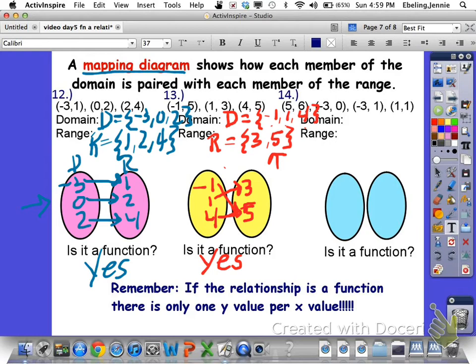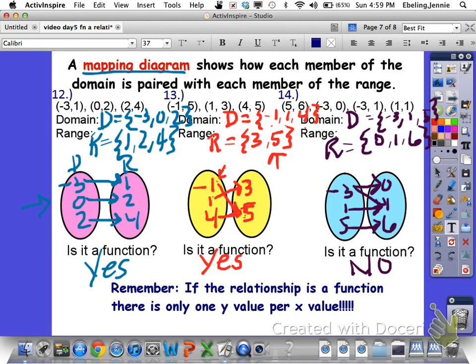Now my mapping with the 2 yellow ovals down here, I put my domain values in on the left, my range on the right, and notice again in the mapping, if a value repeated itself, like that 5 was twice up there in the relation, I don't need to write it twice down here. Now I have an arrow coming from the -1 to the 5, from the 1 to the 3, and the 4 to the 5. And as long as I have only one arrow coming from each of these domain values, it is a function.